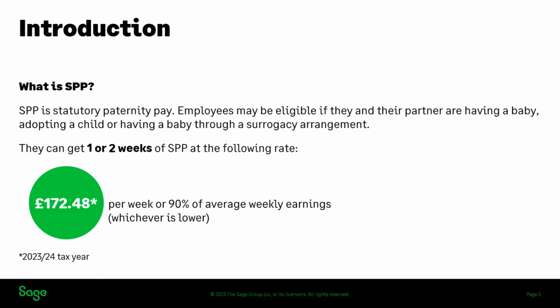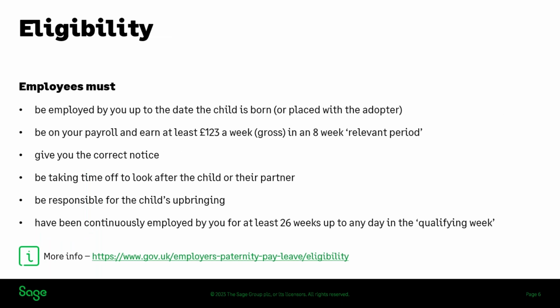Now, to be eligible for the payment, the employee must meet some conditions. These are outlined on the gov.uk website, but to summarise, employees must be employed by you up to the date the child is born or placed with an adopter. They need to be on your payroll, earning at least £123 a week in the 8-week relevant period. So that's the 8 weeks leading up to the qualifying week. They need to give you the correct notice that they're going to take the leave and when that's going to start. They need to be taking time off to look after the child or their partner, be responsible for the child's upbringing, and have been continuously employed by you for at least 26 weeks up to any day in the qualifying week.